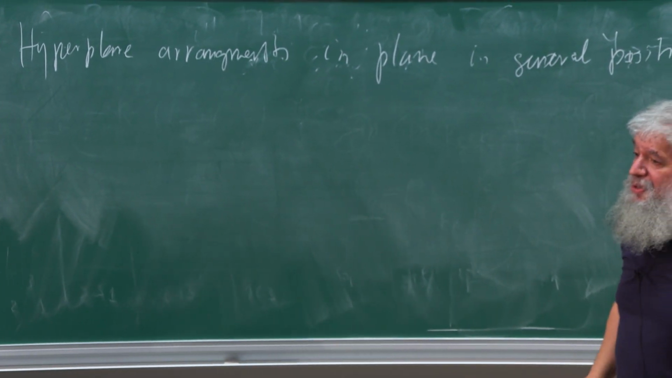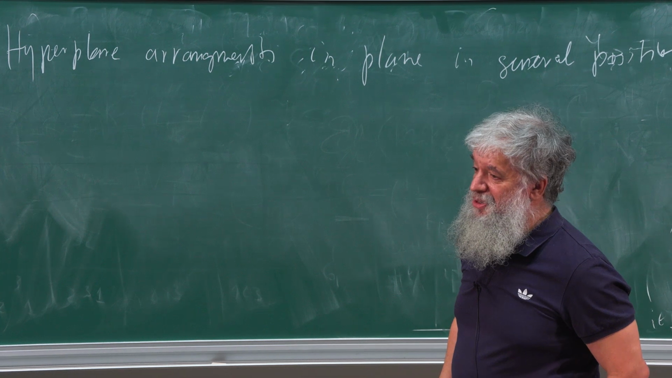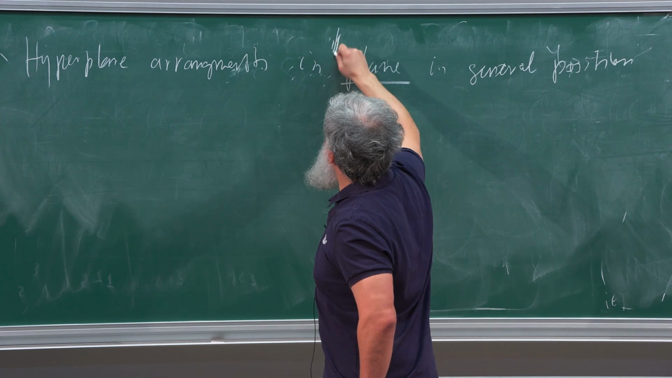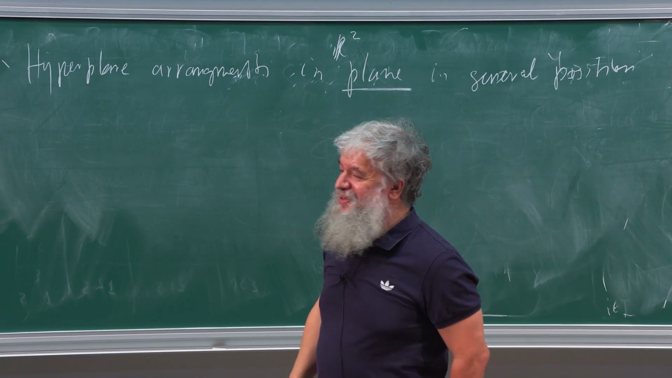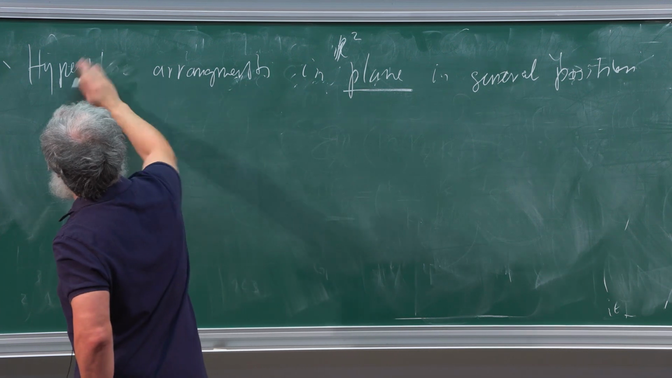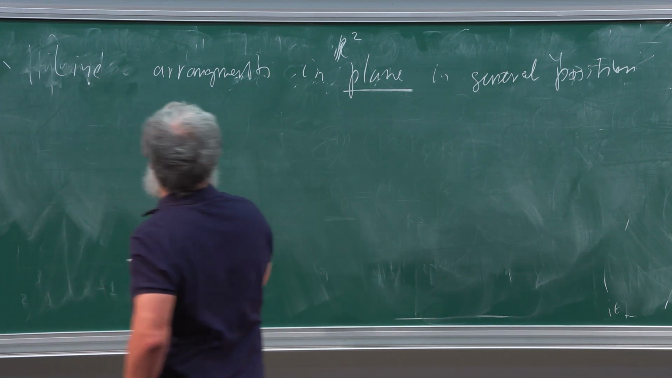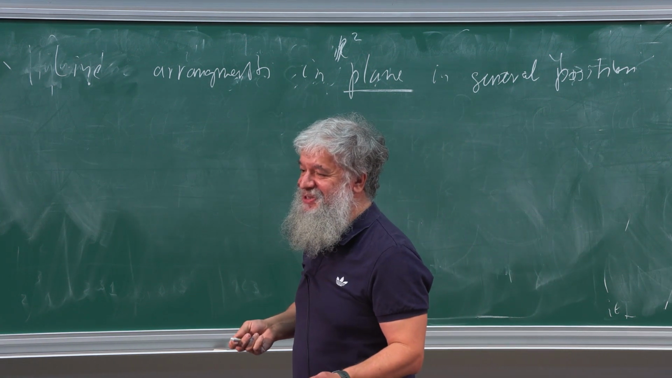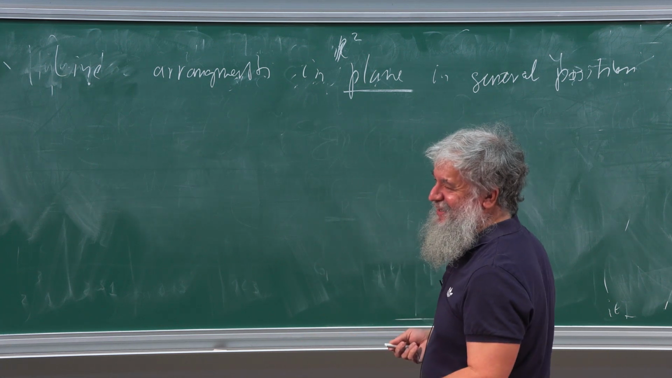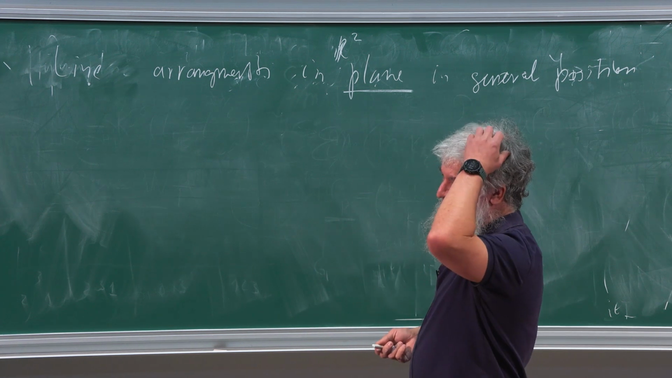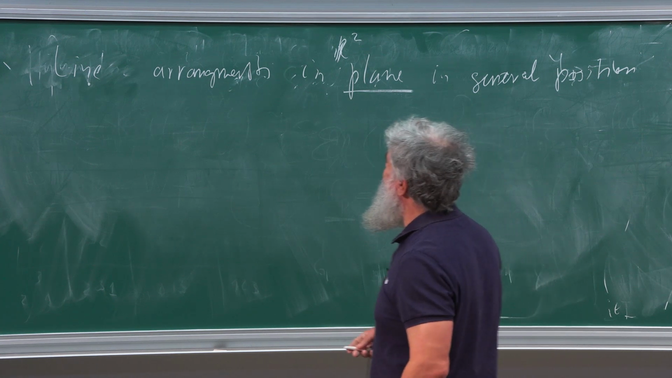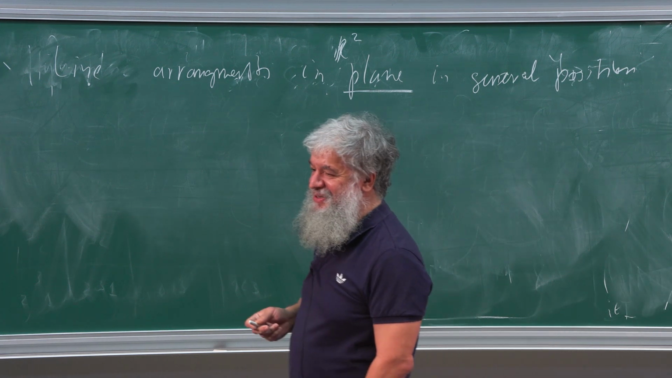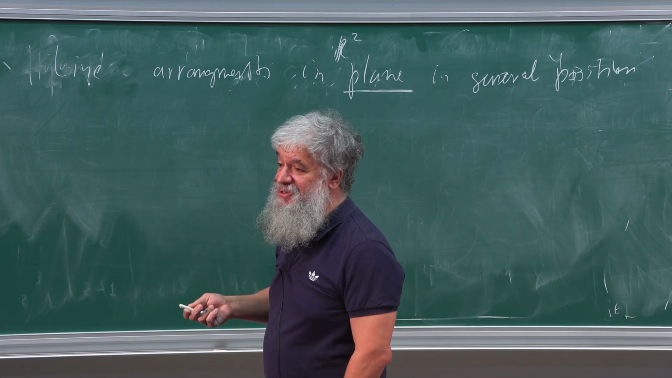Affine or projective? What do you mean? Just in the plane. The affine plane. A hyperplane arrangement is a line arrangement. Yes, so it is okay. A line is a hyperplane in the plane, so there is no contradiction. A hyperplane in a line is a point.